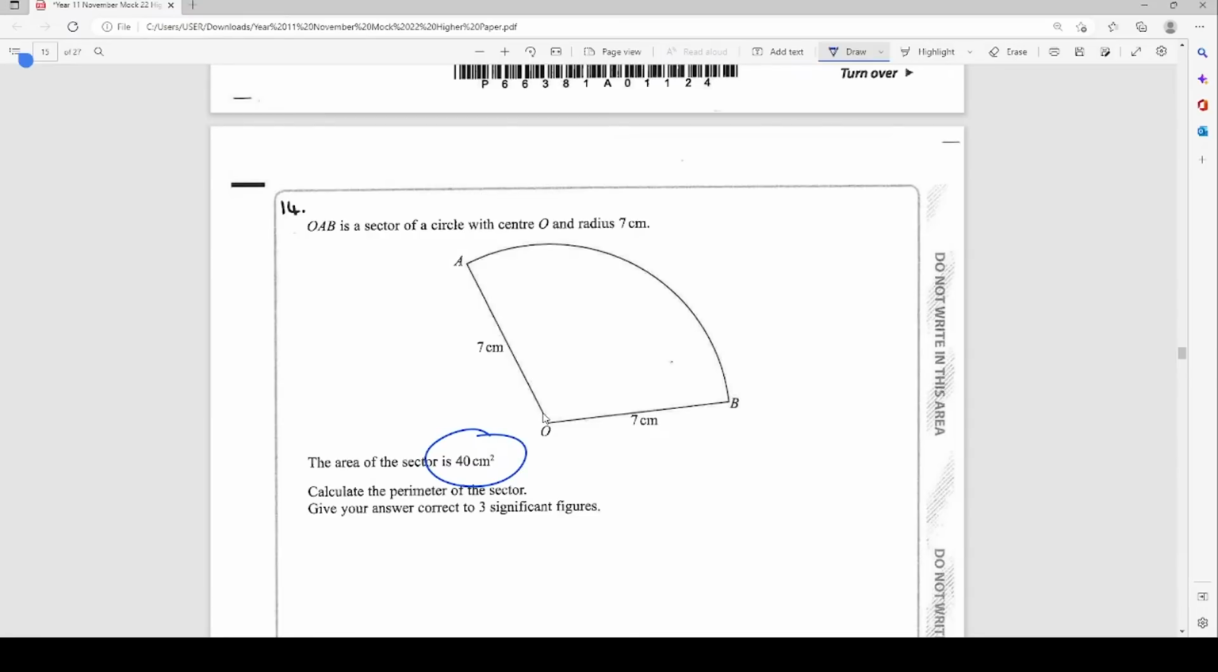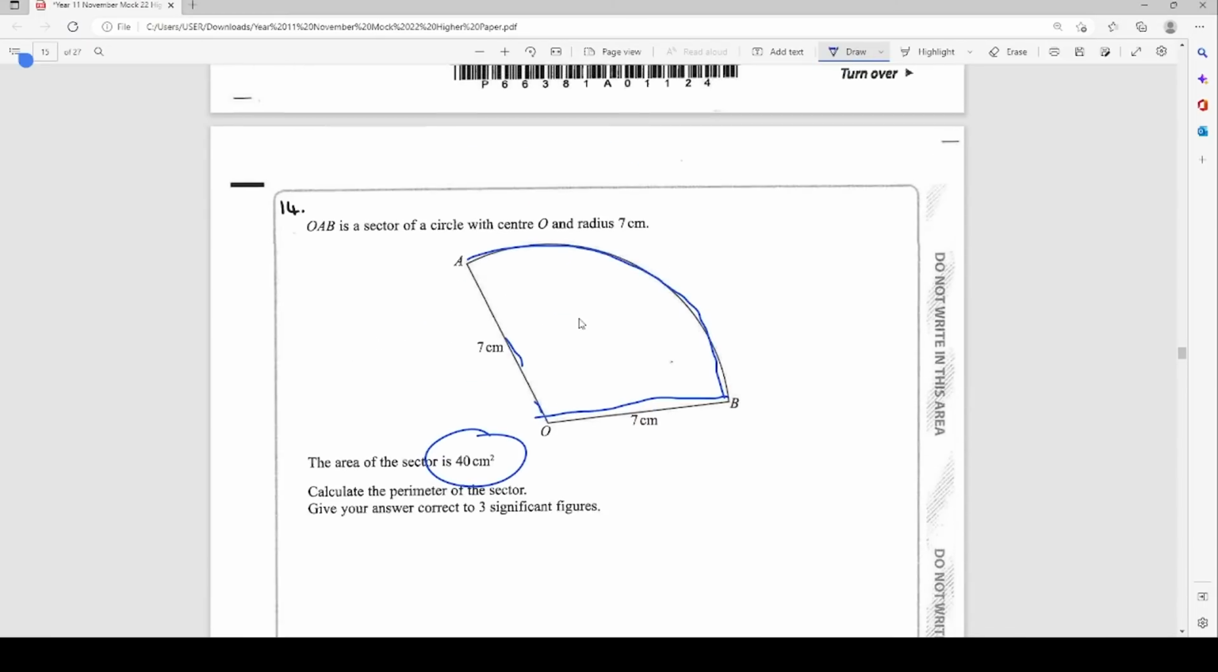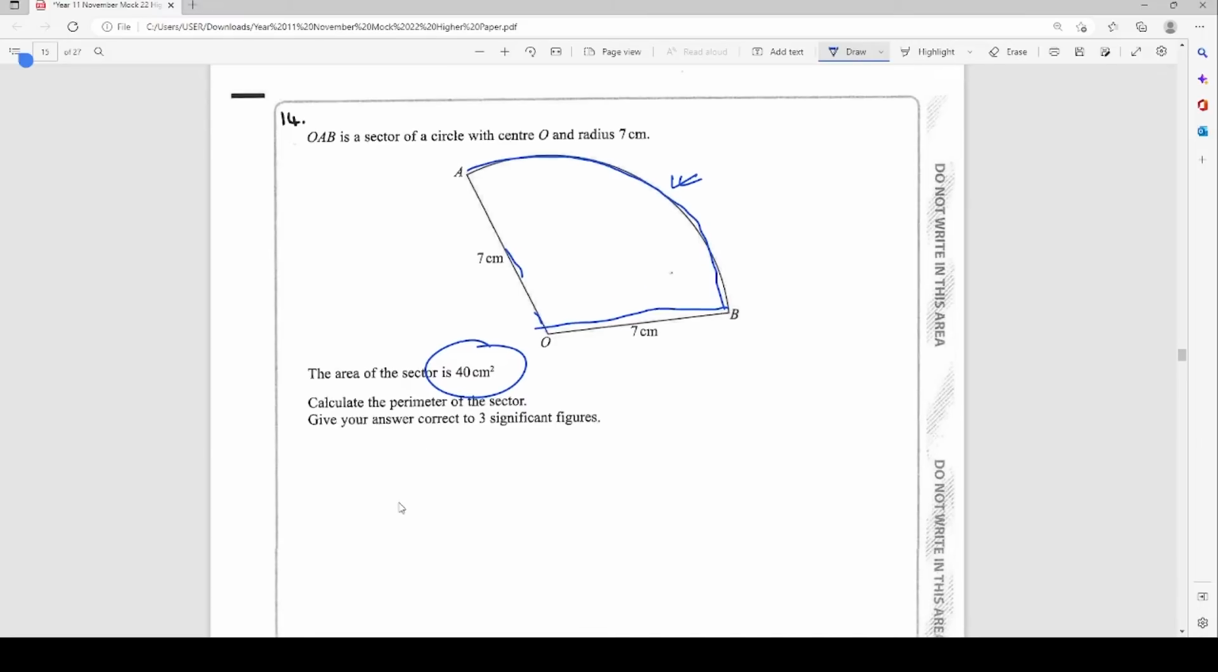Basically, you are standing here, you have to walk all the way up, walk this curved part, and then come back. So how much total distance you travel, that's the perimeter. Here the sector is given to us, and it will be used to find this curved length. The area of a sector is defined as theta over 360 times pi r square, and this should be equal to 40 centimeter square.